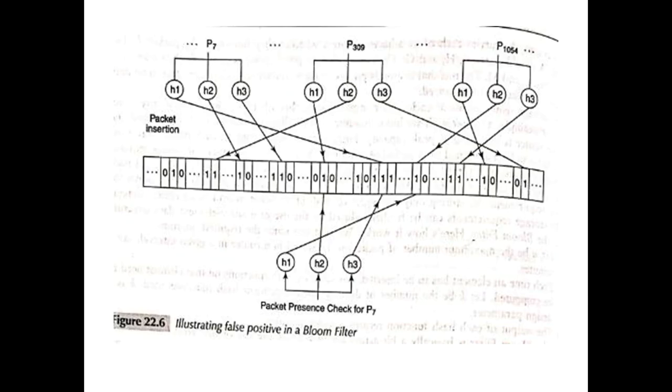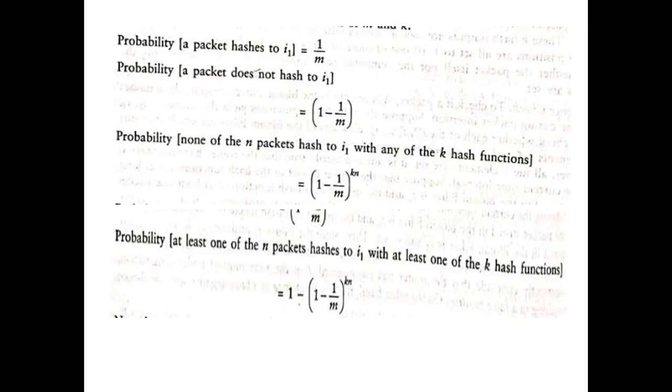Now this is the packet presence check for P1. So we are going to check it by computing its hash values, that is h1, h2, h3, and then we are going to check the bit values for those, whether those are set to 1 or not. If any one bit value is a 0, then that packet has not been transferred from this router. We will come to the conclusion.